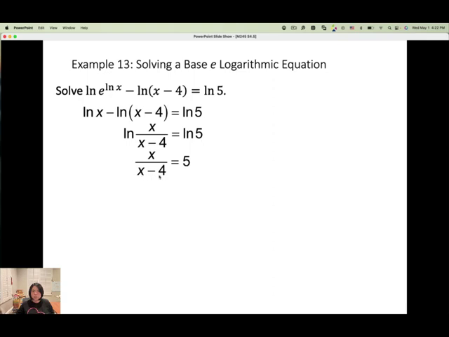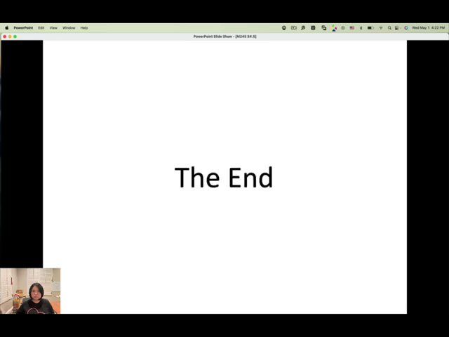Multiply x minus 4 on both sides. Times x minus 4 here, you distribute it. Combine the like terms, and you're going to find that x equals 5. So you could check your work by plugging back into the original equation. Okay? That's it.